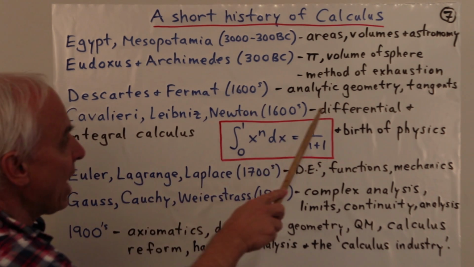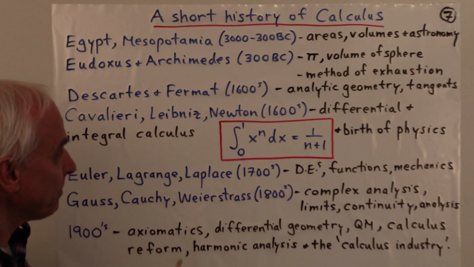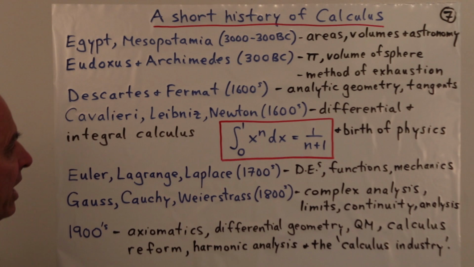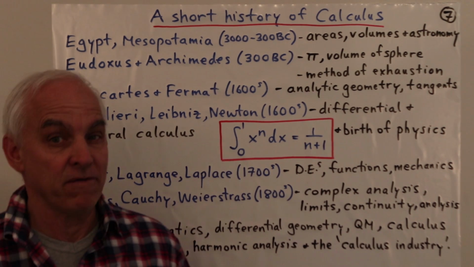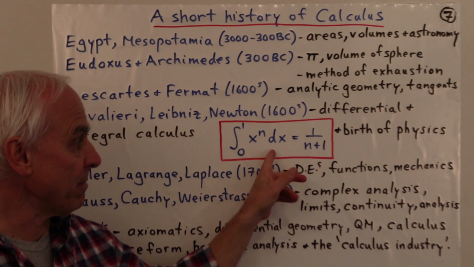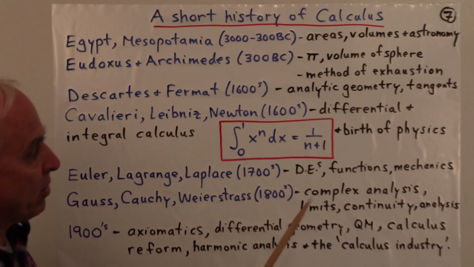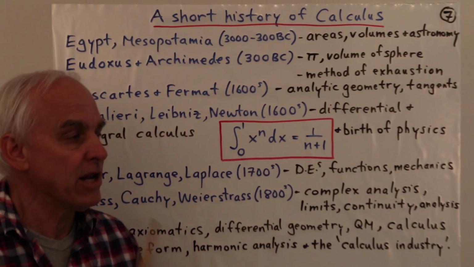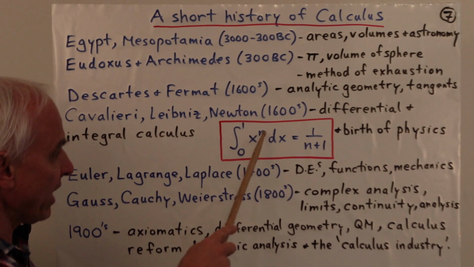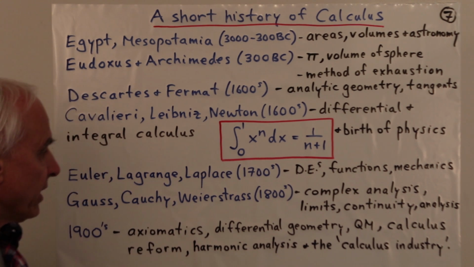And then the actual birth of the modern calculus with Cavalieri, Leibniz, and Newton. Now it's usually Leibniz and Newton that get all the credit, but I'm going to give a bit of credit also to Cavalieri, who came up with what I consider to be the fundamental formula in the subject, which is this one right here. There's only one formula on the page. That's the main one. So the differential and integral calculus, both born at this time, all together combining with the birth of physics due to the work of Newton. And this integral from 0 to 1 of x to the n dx equals 1 over n plus 1, certainly one of the most remarkable formulas in mathematics.